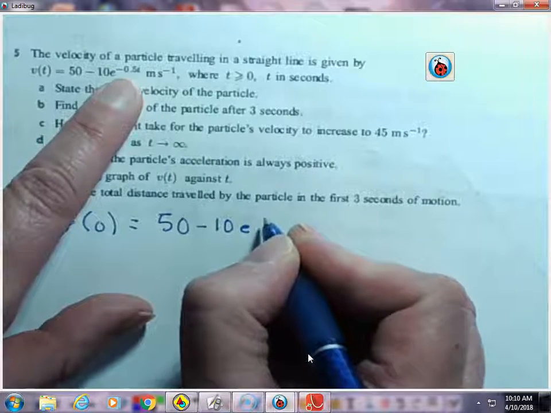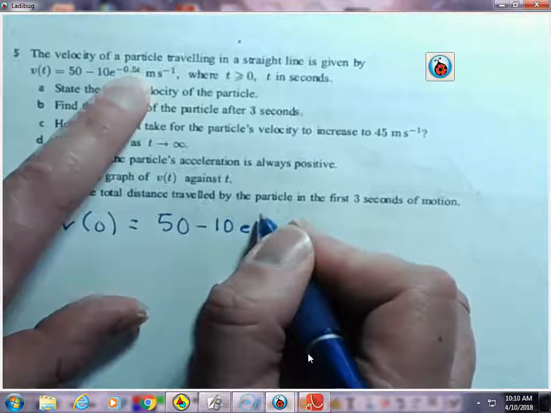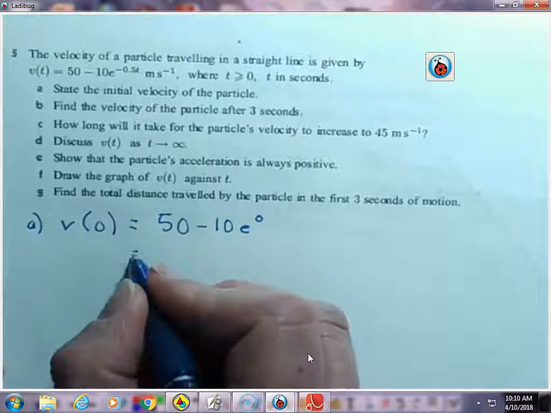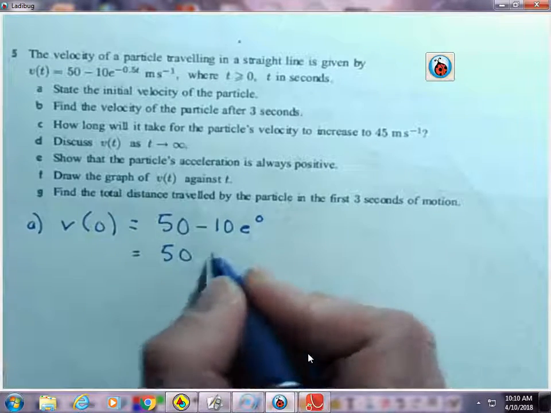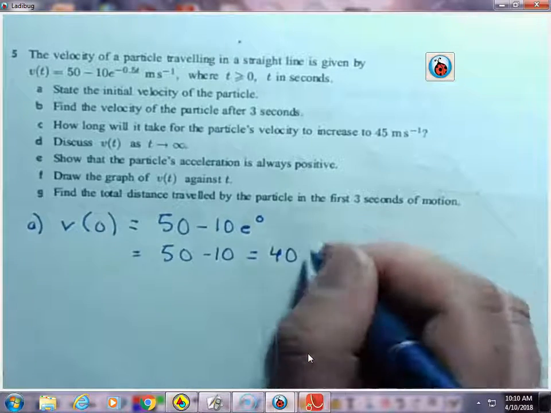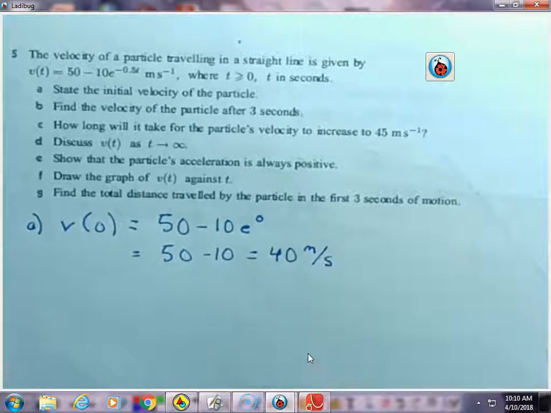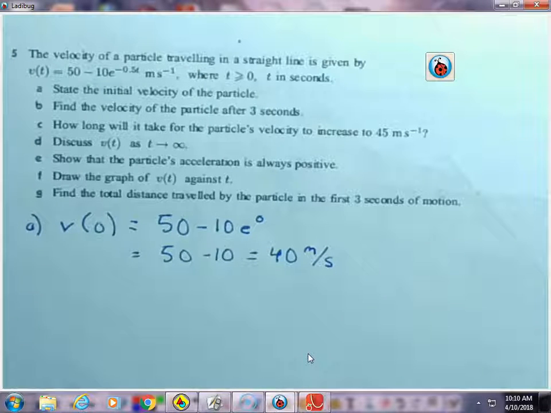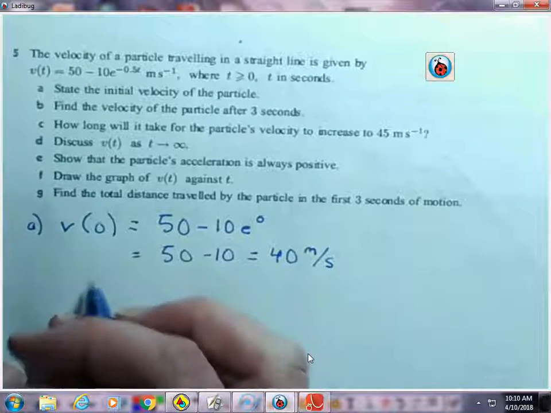Okay, so we're just substituting in 0, so negative 0.5 times 0 is just 0. So e to the 0 is just 1, so 50 minus 10. We have 40. It appears our units are meters per second. See, not even calculus. Baby stuff.